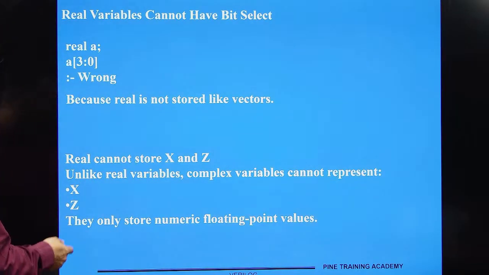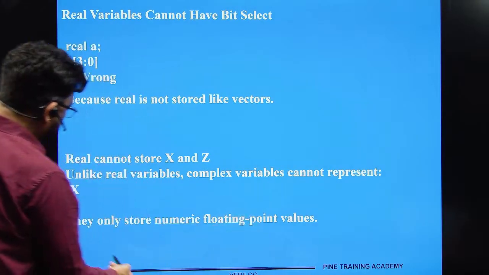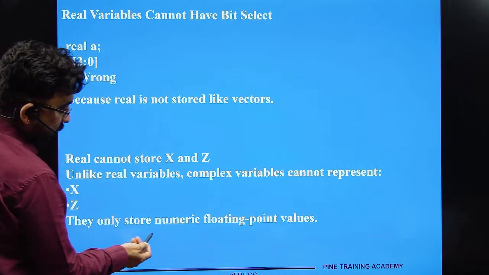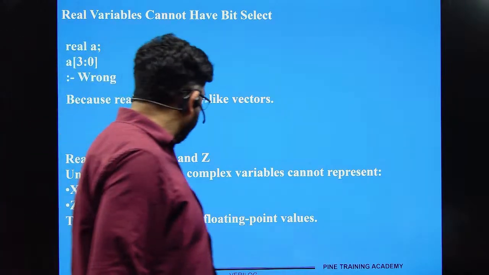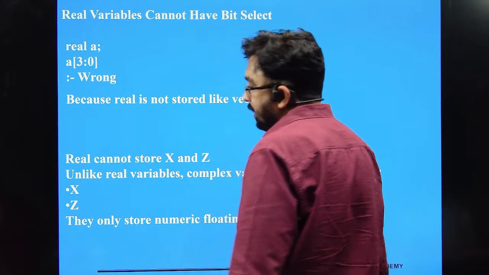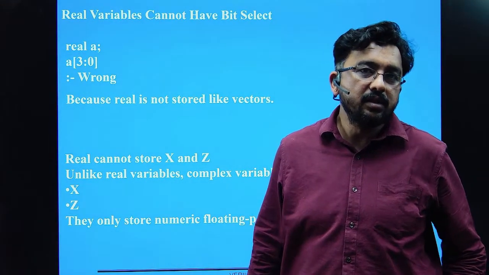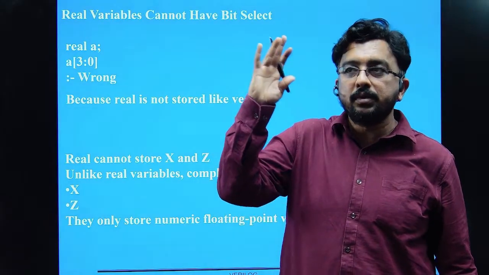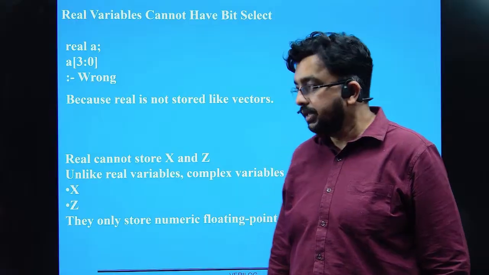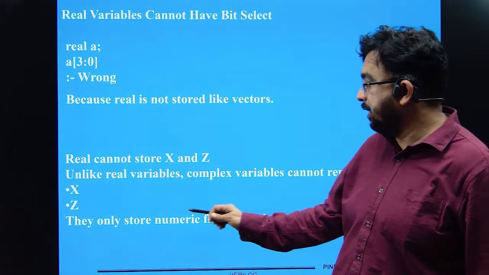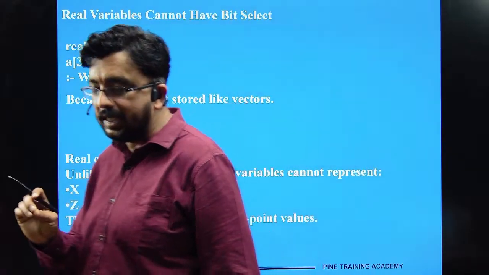Again, real cannot be stored as x, z. Unlike the reg variables, real variables cannot represent x or z. They only store numeric floating point. Basically, real cannot store x and z. That means that it is not used as a use of your reg, because they only store the numeric point like 3.5, 3.6, 3.7.